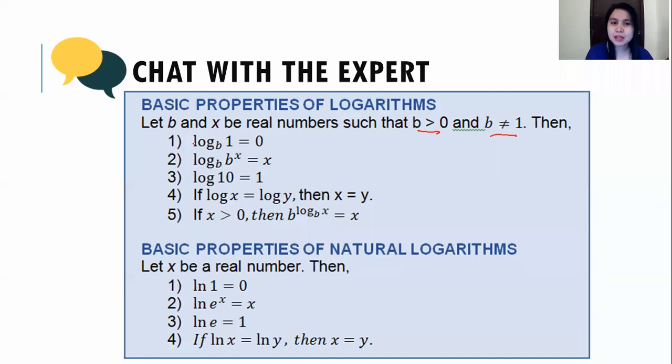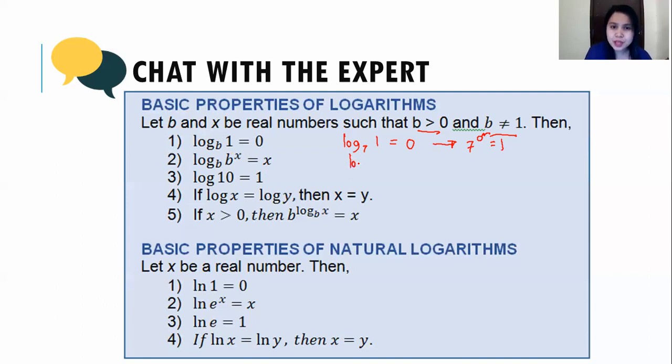First property, log b of 1, the answer is 0. So example, we have log 7 of 1. The answer to that is 0. Because when you convert this to exponential functions, this will be 7 to the 0 power equals 1. So the exponent is 0. Like, what will you raise to 7 to make it 1? The answer is 0.